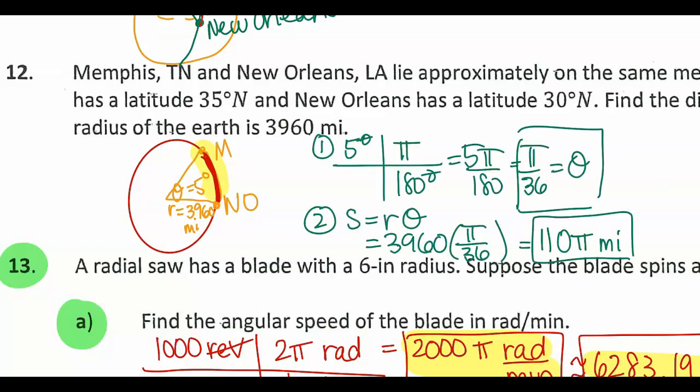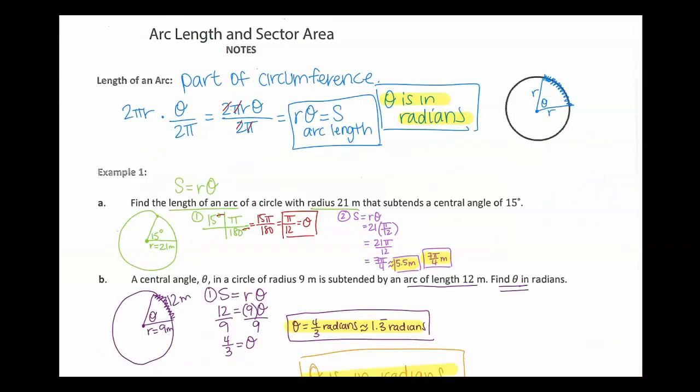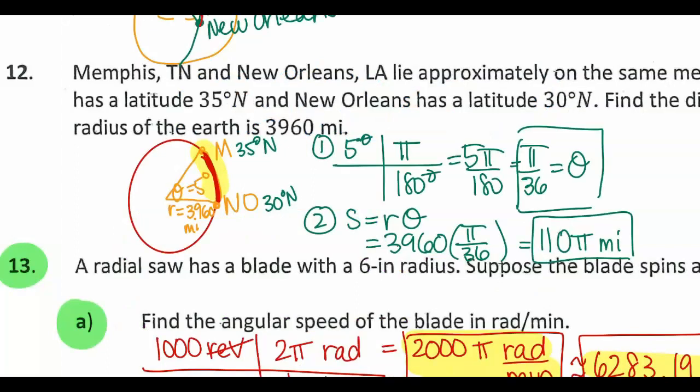So this is what I have. Remember, this was going from 35 degrees north to 30 degrees north. So that distance from here to here was just 5 degrees. I took that 5 degrees and I immediately transformed this into radians because if you think back to your area, sector area and arc length notes, you have to have your theta in radians. So I multiplied 5 times pi and divided by 180, and I got pi over 36. This is the same thing as 5 degrees, but in radians.